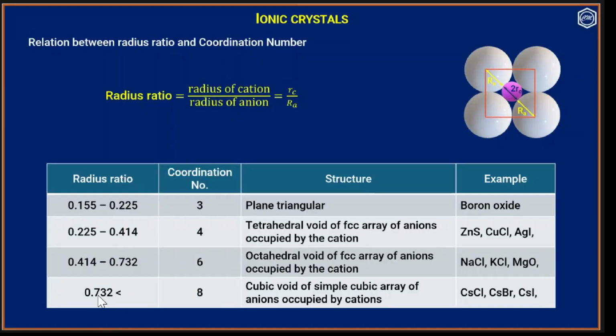If the ratio is greater than 0.732, then the coordination number will be 8. In such case, the structure may be the cubic void of simple cubic array of anions occupied by cations. Examples are cesium chloride, cesium bromide, cesium iodide, etc.